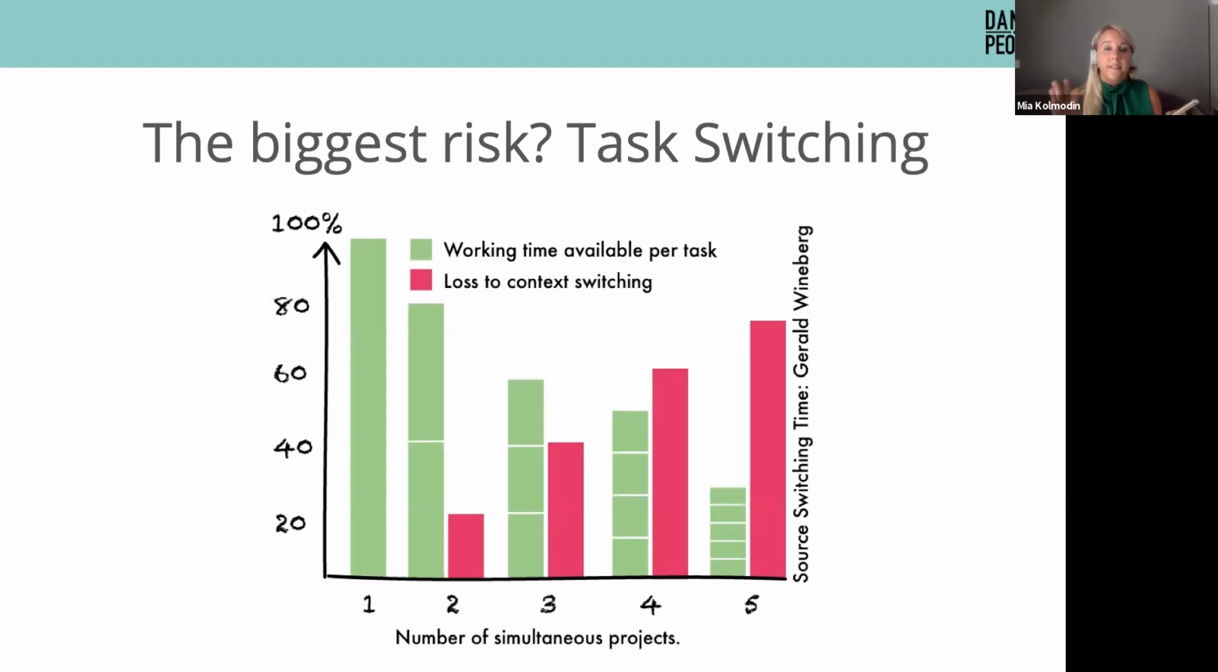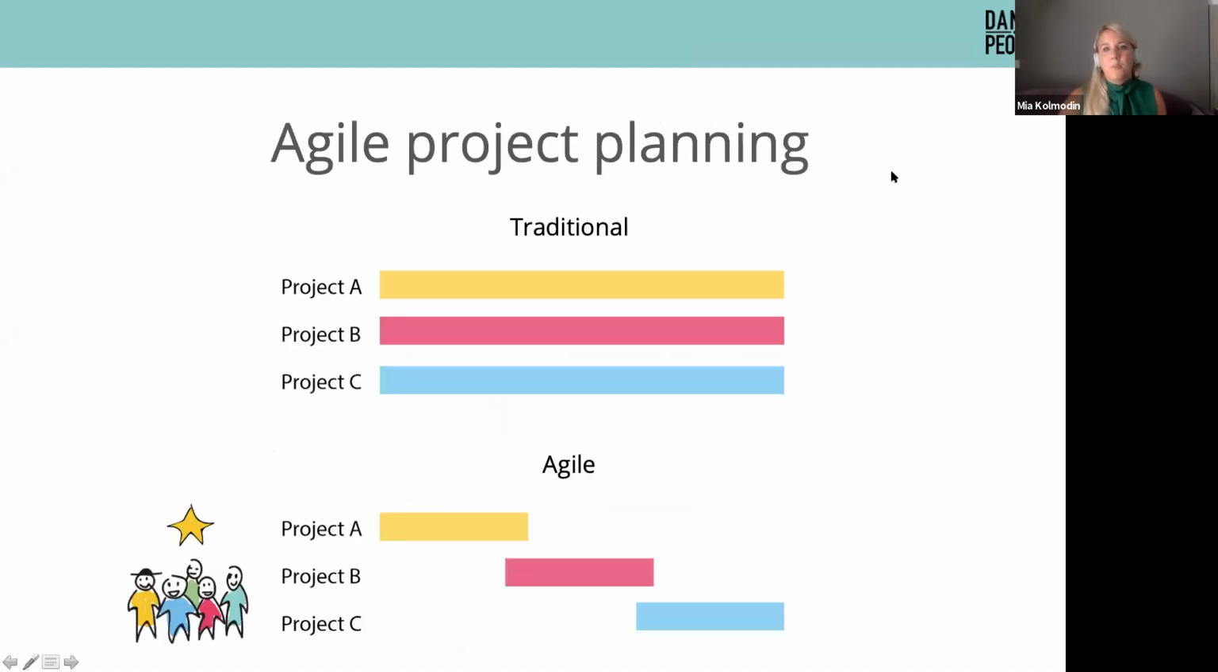So if we do 5 things at the same time, we only have 20% of our time that actually creates value. 80% is just task switching, which is just waste. So this is one of the things that we want to remove when working agile. We're going to talk more about how this works. And of course, when we work with agile project planning, we do one project at a time, one piece of planning at a time, and we work on that with focus, and we deliver much more often, right?